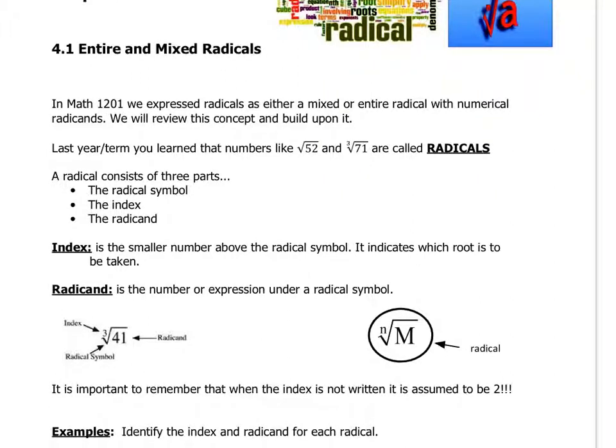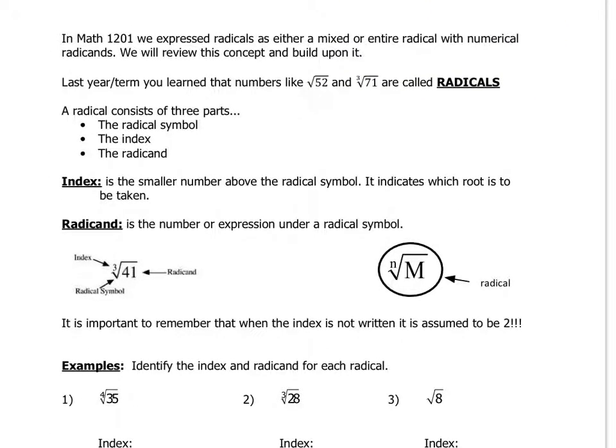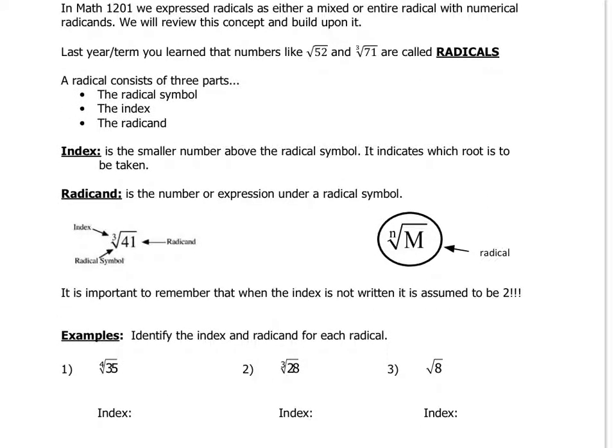Chapter 4 is on radicals, and so the first section is on introducing again entire and mixed radicals. So last year you learned a little bit about radicals, and just kind of review a little bit of that first. So the index is the number that is in the little crevice there, I guess, of the radical sign, your radical sign, so that here's your index.